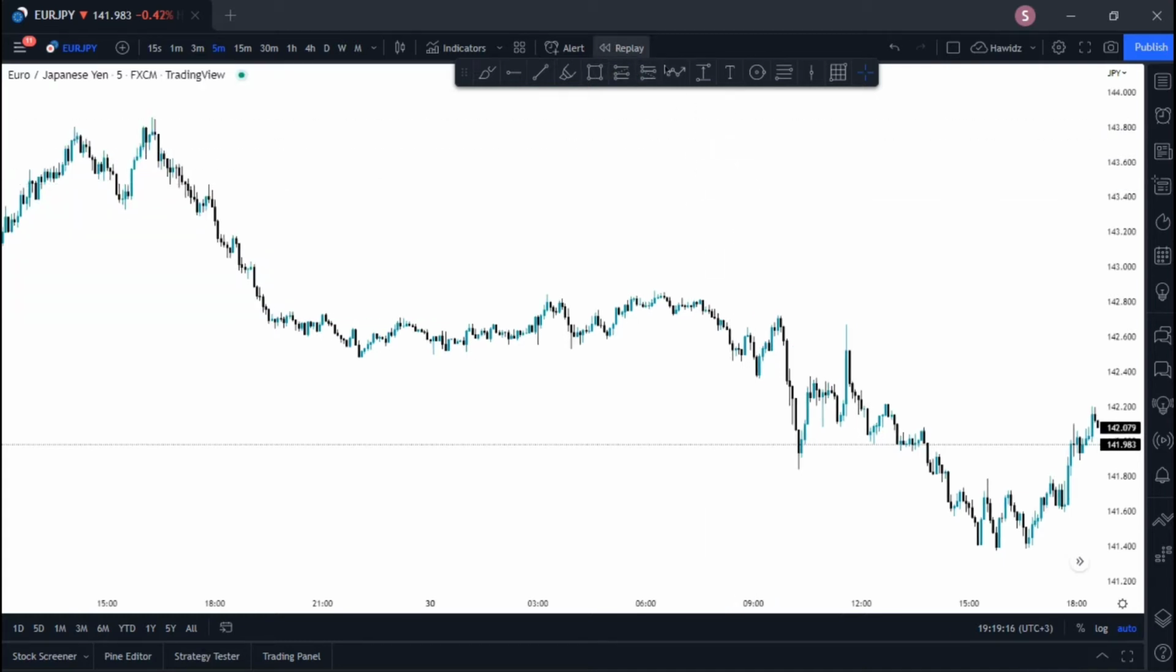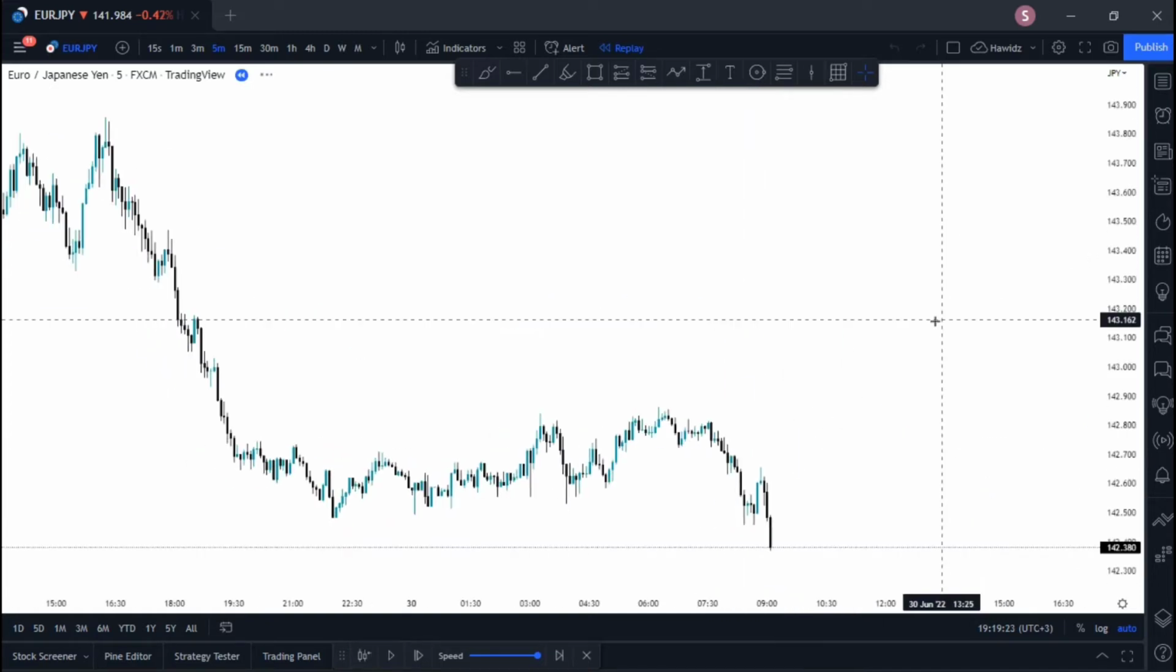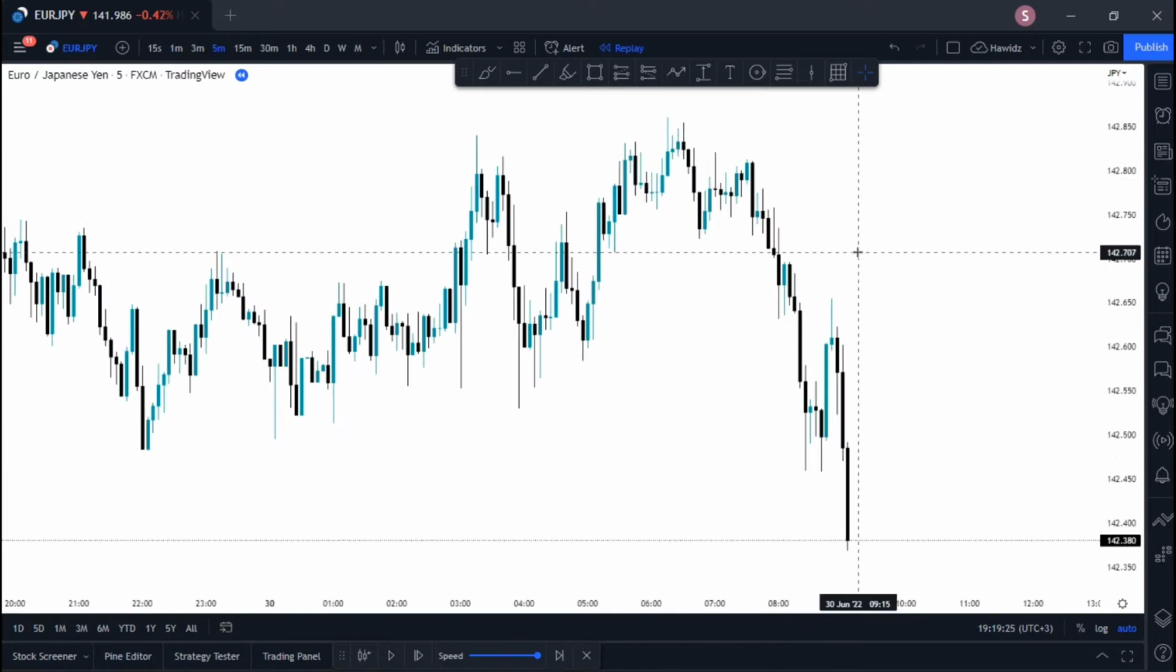Now I'm going to use the bar replay tool so that we don't have very disturbing data on here. We're just going to be adding it as we go on.